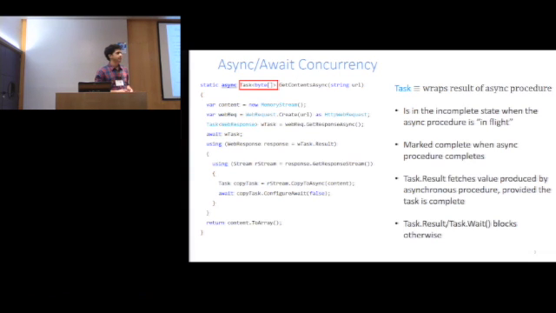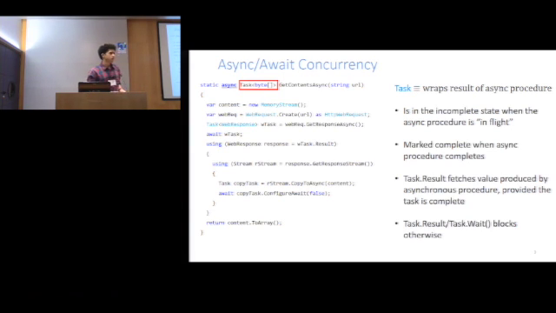Task objects are stateful. They begin in an incomplete state when the asynchronous procedure is in flight, and they are marked as complete when the procedure completes. And task.result is the unwrapping operation, which actually produces the value returned by the asynchronous procedure, provided the task is complete. Otherwise, task.result or task.wait block.